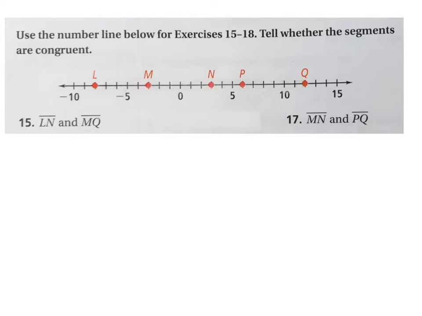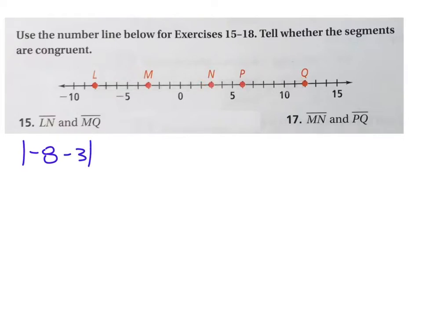Okay, are the segments congruent? Well, let's find out the length of each by doing the absolute value, the difference between the 2 points. So absolute value of L to N. L is at -8. You can see that right there. And N is at 1, 2, 3.